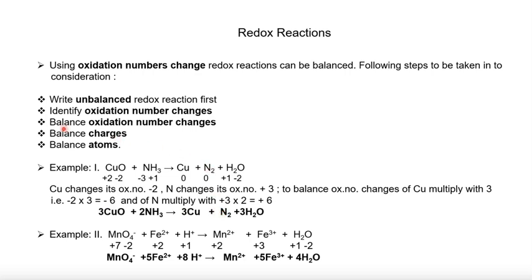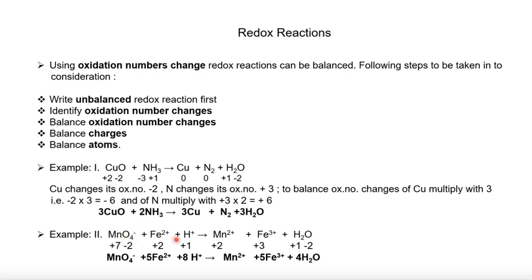What we do, we balance the charge, and we also balance the atoms. You see, for copper, there was no balancing in atoms, but here we have balanced the atoms. 3 coppers in the product side, also 3 copper on the reactant side, 2 nitrogen, product side also 2 nitrogen, and then we have 6 hydrogen and 3 oxygen. We can see there are 6 hydrogen and 3 oxygen. So this is how we balance using the oxidation number changes method.